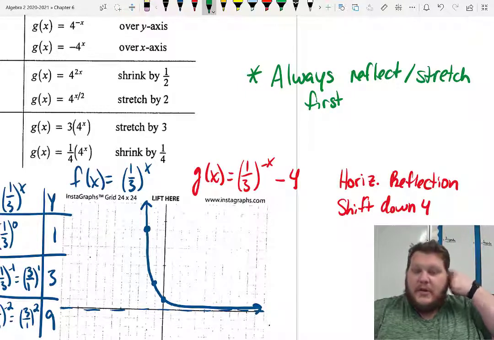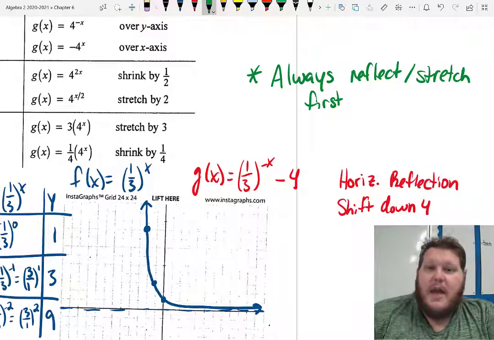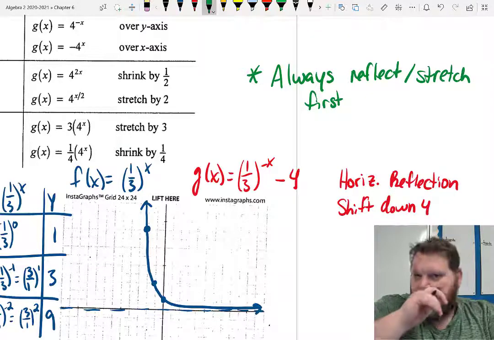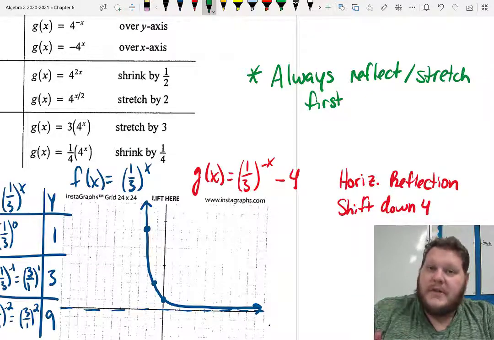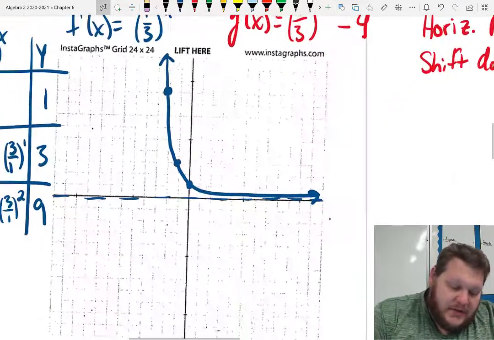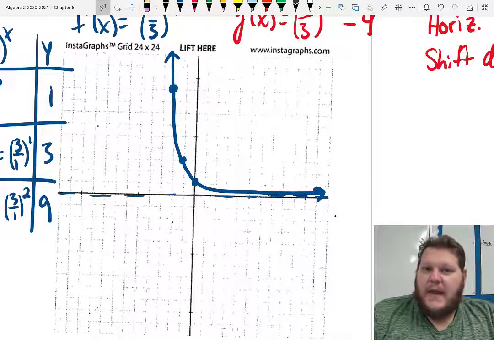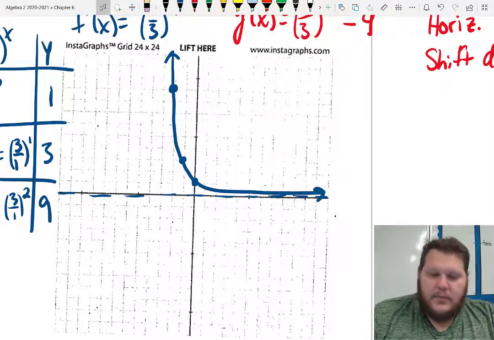So when we're dealing with multiple different transformations, if you have a reflection, a stretch, or a shrink, you have to do those things first, and then you do your shifting up, down, left, or right. Translation should always be the last thing that you do. So in this case, what we have to do is reflect our points horizontally and then go down 4.